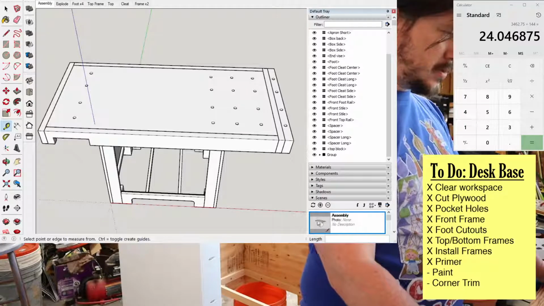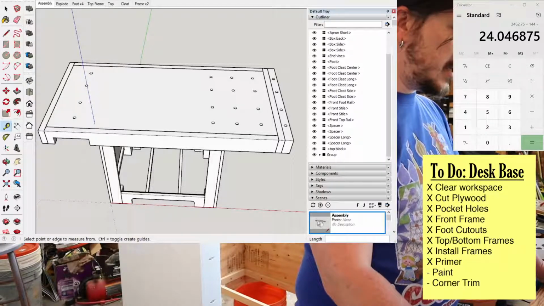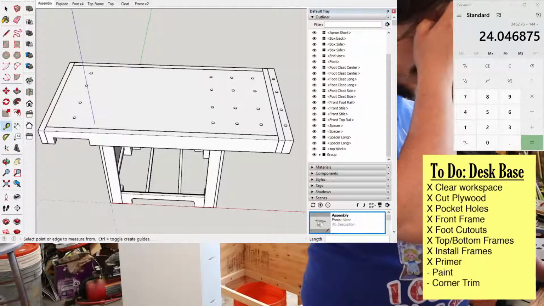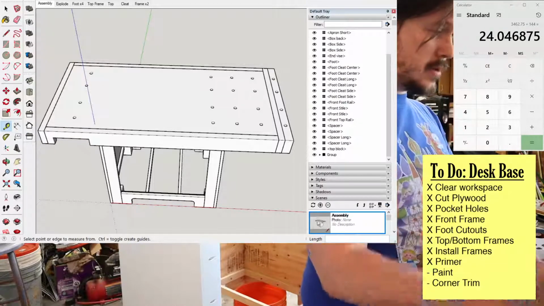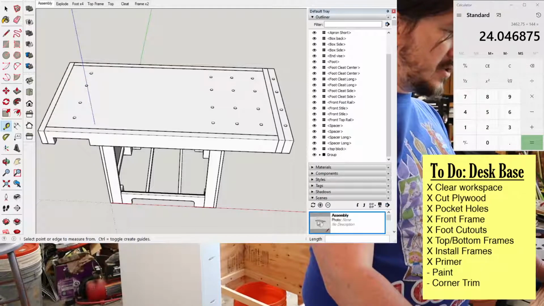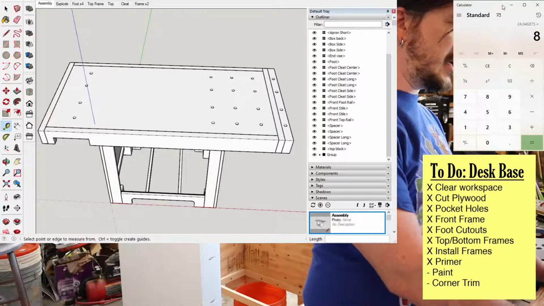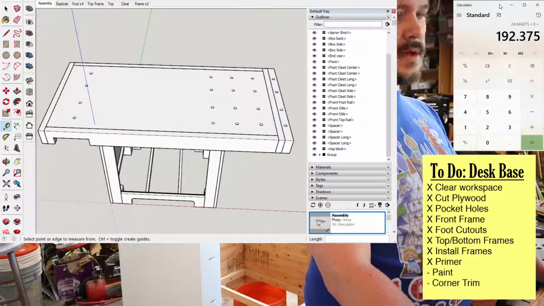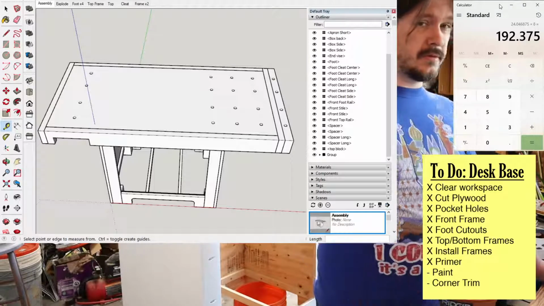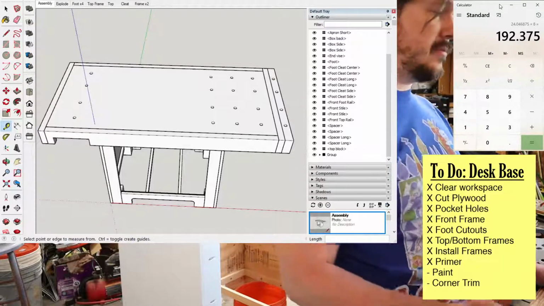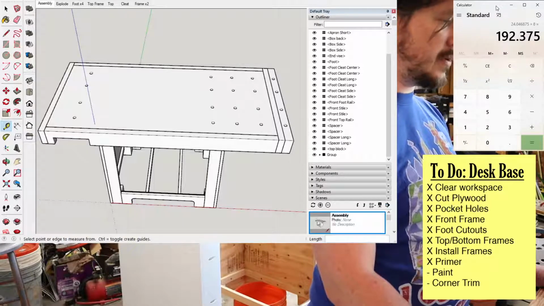So let's see. I would need like 8/4. I guess I wouldn't really need that because I can rip it. So we're looking at like $7 to $8 a board foot, something like that. Let's just say times 8. So we've been looking at $200 for a top on here, and I would still have to manufacture it. I'd still have to make the whole thing.